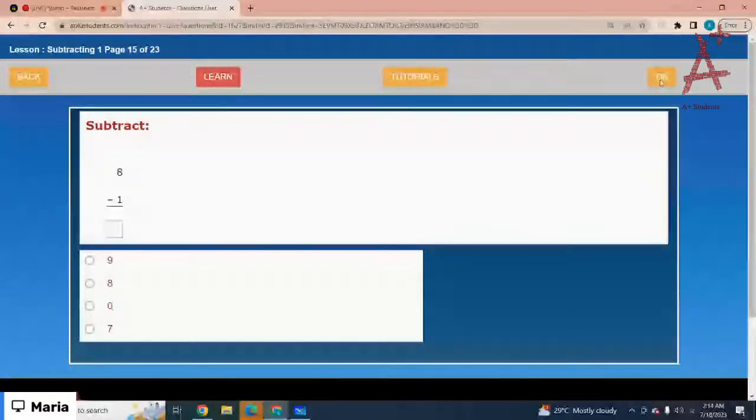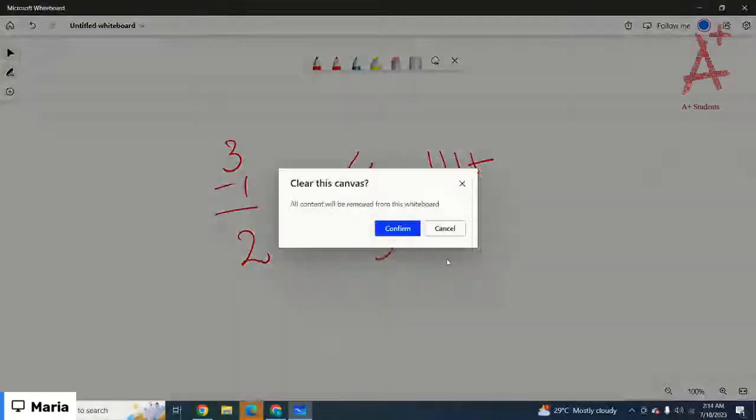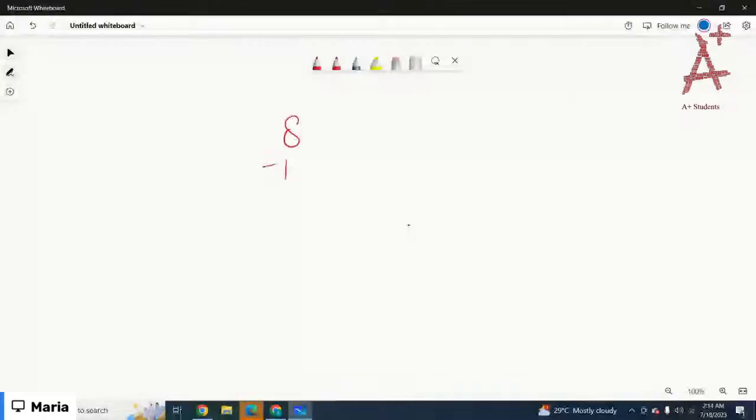Okay, the next one is 8 take away 1. So which is the correct option? You can just make 8 lines and remove one of them, and you are left with 1, 2, 3, 4, 5, 6, 7, 8. Just remove one of the lines. So we're left with 1, 2, 3, 4, 5, 6, 7. That means 8 take away 1 is 7. So the correct option is 7.